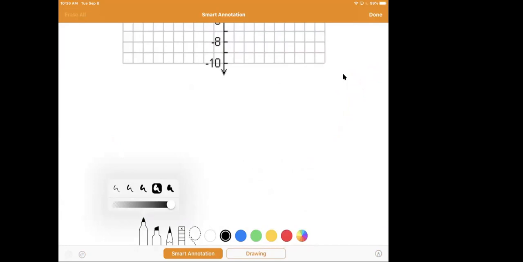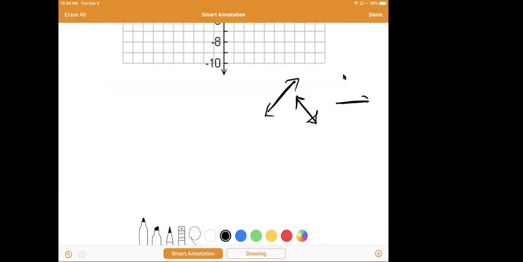And just as a reminder, if you watch the video, you know this already, but a line could go up like that, or it could go down. It could be horizontal, or it could be vertical. So those are the 4 types of lines, okay?